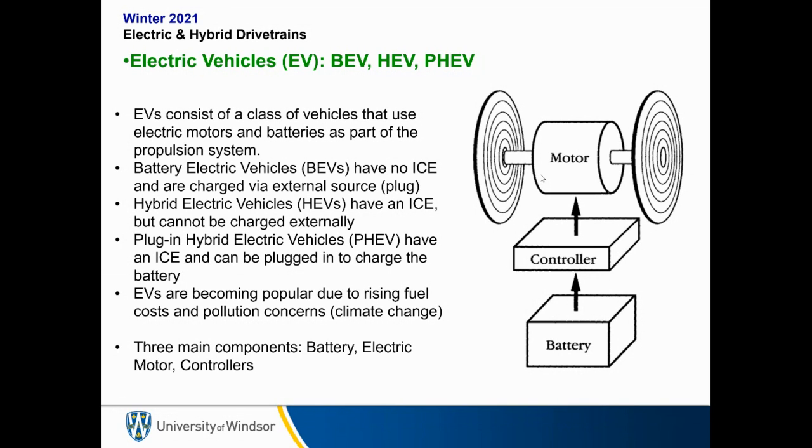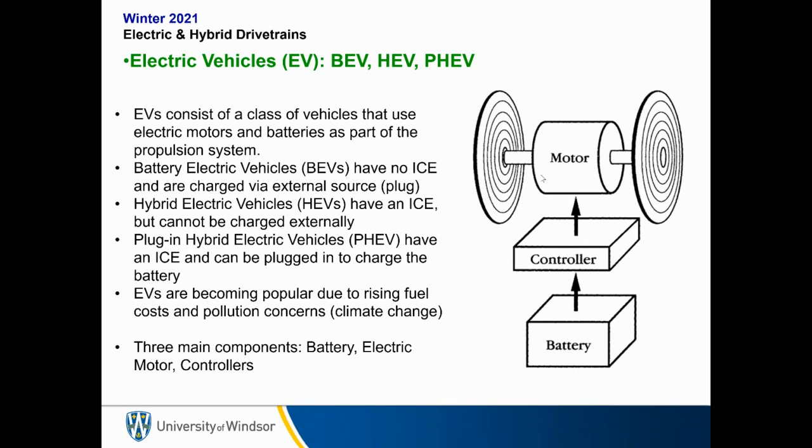There's hybrid electric vehicles, HEVs. These have an internal combustion engine but cannot be charged externally. So in this case, the battery in HEVs can only be charged through excess power from the internal combustion engine. Then there's plug-in hybrid electric vehicles. They have an internal combustion engine and can also be plugged in to charge the battery. So these type of vehicles have kind of the ultimate flexibility. You can either charge them from the wall or the battery can be charged from the internal combustion engine when there's excess power.